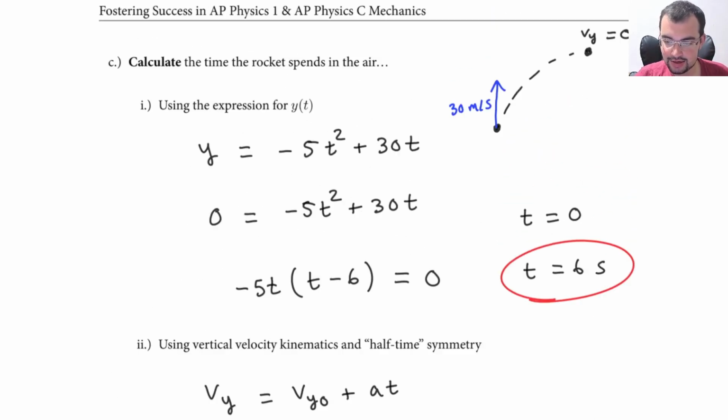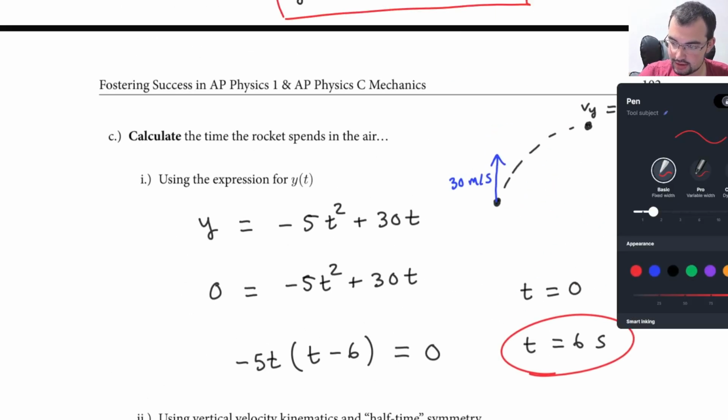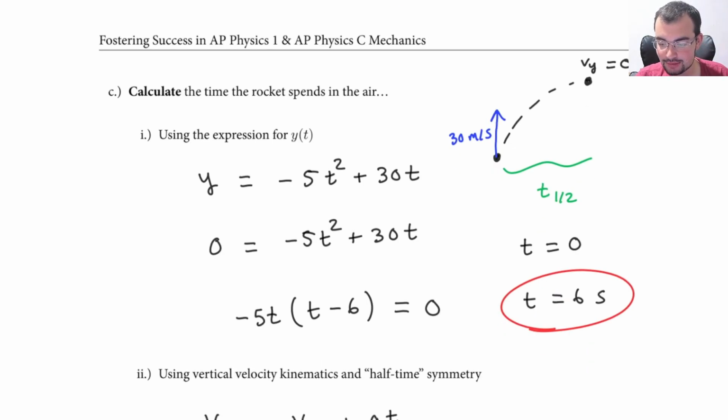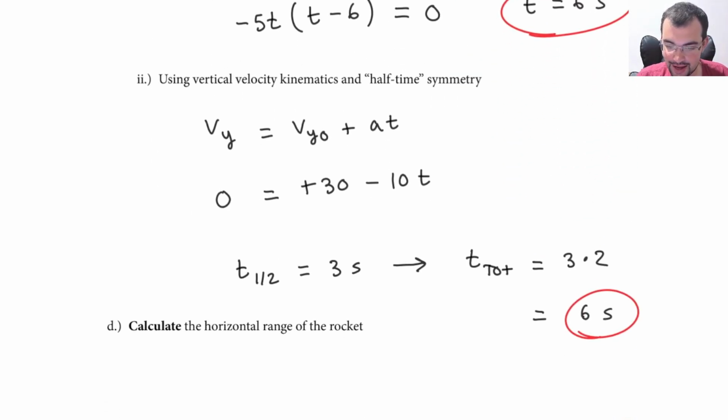So that's another way at it, is if we just say, well, this is going to be exactly half the time. It takes the projectile half the time to get to the top and half the time to get to the bottom. So if we solve for the half time, we could double it and get the full time.